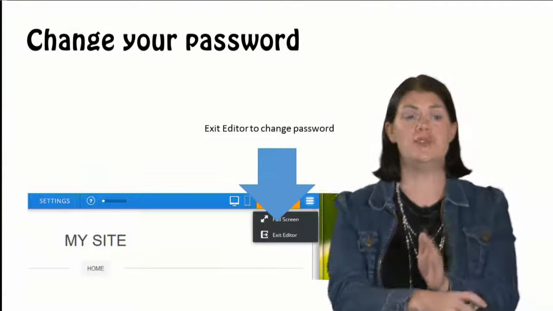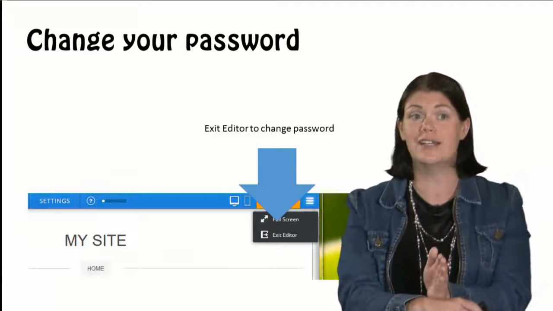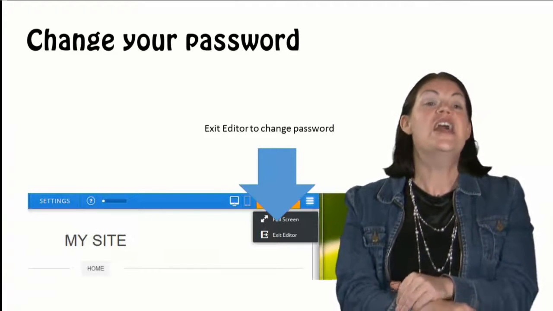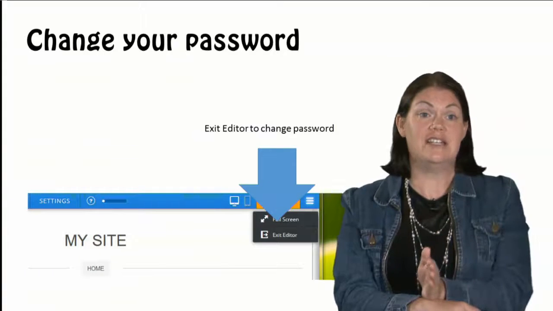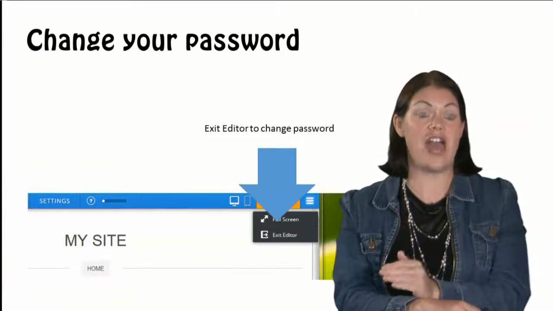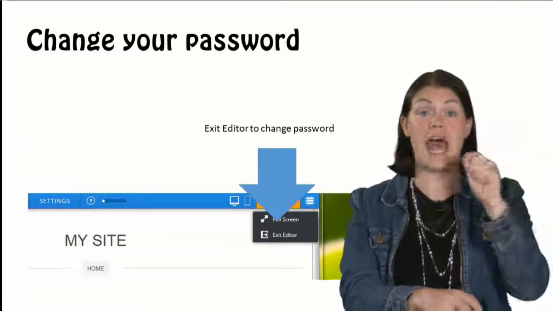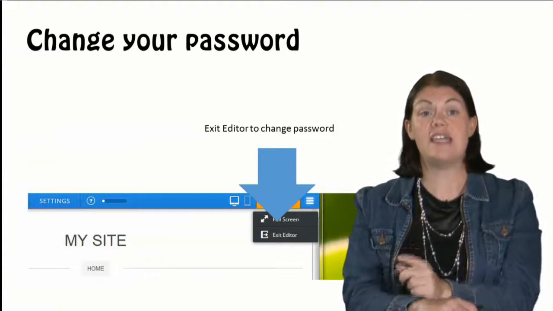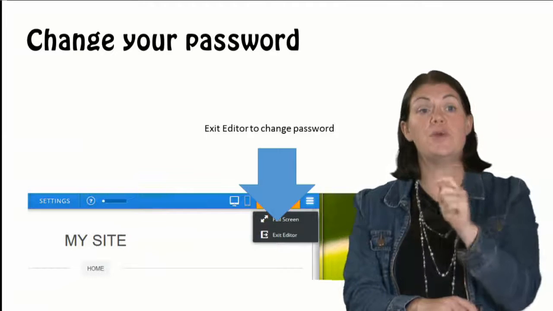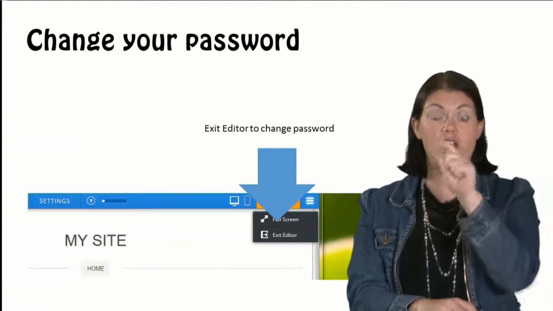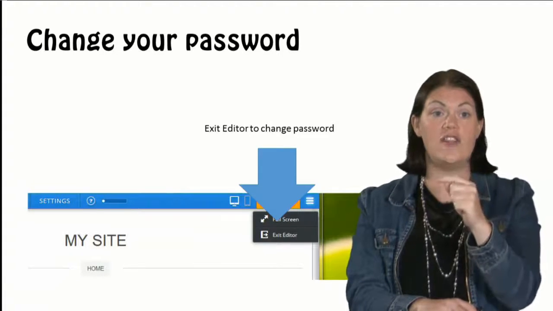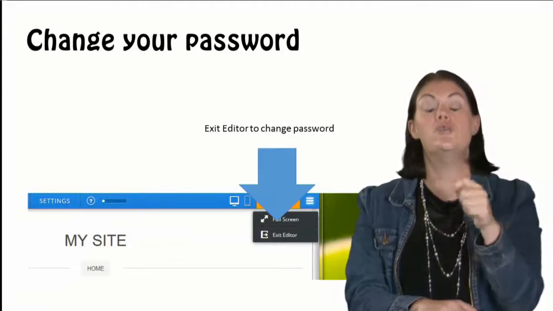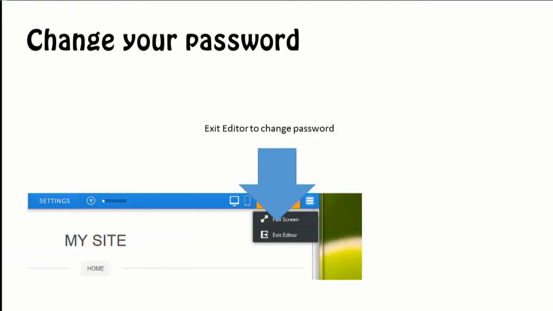So here's your next step. Now what we want to do is to change your password, okay? So to do this, you have to exit out of editor. Along that blue tab on the top of your Weebly site, you'll see that big yellow publish button. If you go right beside it to the little icon that has some lines and click on that, you'll get a drop down menu. You want that to exit editor, okay?